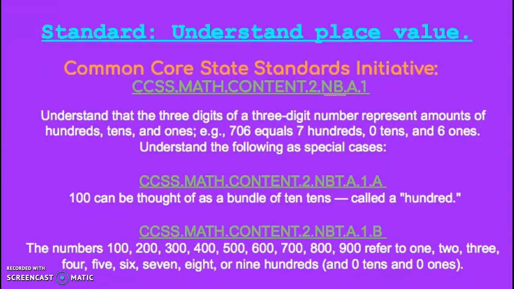Within this standard, there are two following cases for students to also understand. 100 can be thought of as a bundle of 10 tens, called 100, and the numbers written as 100, 200, 300, 400, 500, 600, 700, 800, 900 refer to 1, 2, 3, 4, 5, 6, 7, 8, or 9 hundreds, and 0 tens and 0 ones.